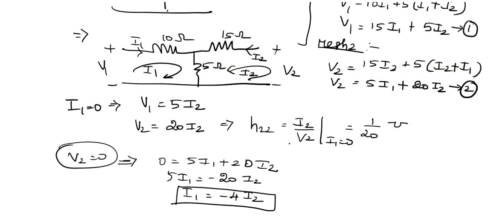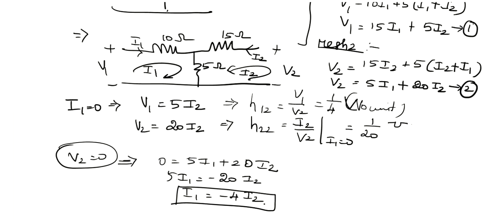Okay, so now tell me, you are having one more concept. I1 equal to 0 means V1 by V2. So here, divide these two equations. You are having one letter, H12. H12 is nothing but V1 by V2. What is your answer? When you divide these two equations, you get 5 I2 by 20 I2, so you are getting 1 by 4. It is a voltage ratio, so no unit, because input voltage by output voltage, both are voltage, so there is no unit for H12.